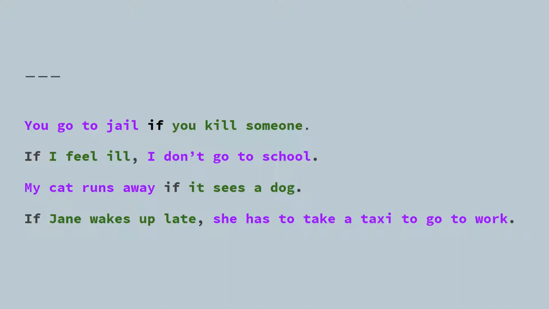You go to jail if you kill someone. If I feel ill, I don't go to school. My cat runs away if it sees a dog. If Jane wakes up late, she has to take a taxi to go to work. As you can see here, I mark the situation sentences in green, and I mark the result sections in purple. And you can clearly see that in both sections, we use the verb in simple present tense form.